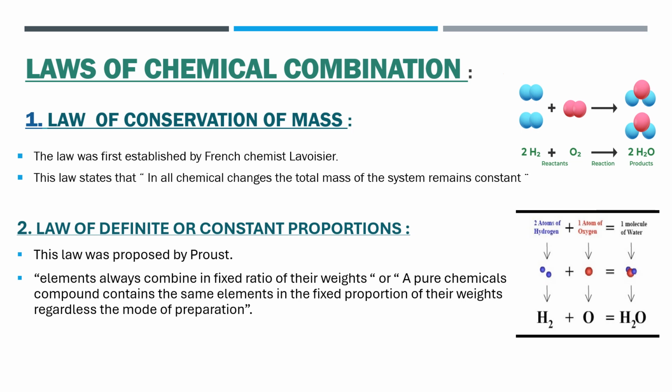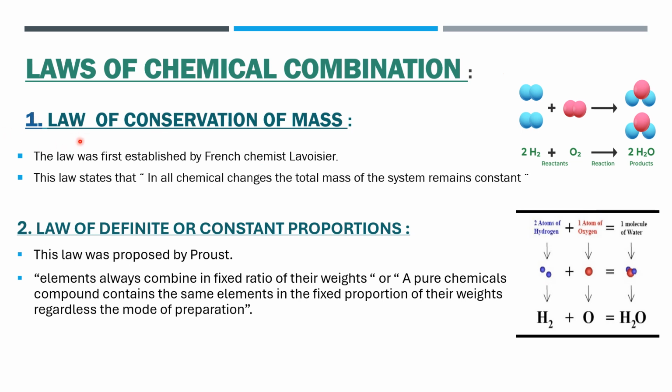Next, the laws of chemical combinations. We have four laws. The first one is the law of conservation of mass, then the law of definite or constant proportions, the law of multiple proportions, and the law of reciprocal proportions. These are the four laws under the laws of chemical combination. So let's go through them one by one.